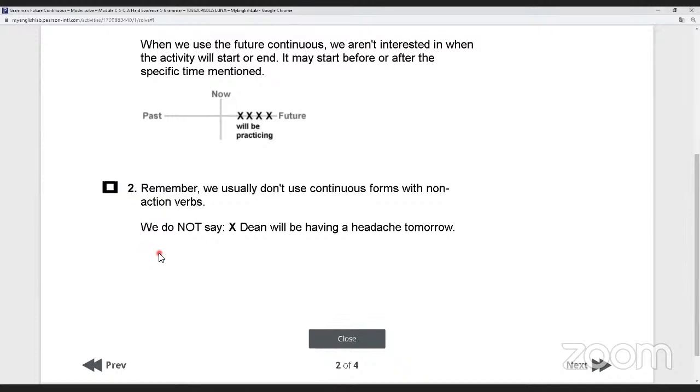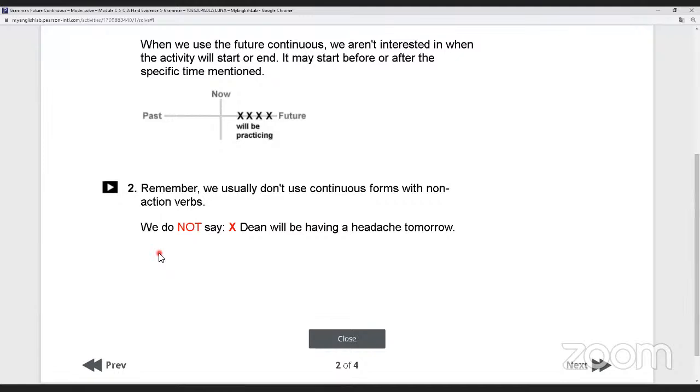Remember, we usually don't use continuous forms with non-action verbs. All right, this is a short point, right? As you know, we have non-action verbs. When I say non-action, it means that it doesn't imply an action, okay? When I say, for example, have, I'm going to have dinner with my parents. It implies actions because I have to take the forks. I have to take my bottle of water. I don't know, right? It implies action. It implies, in other words, movement.